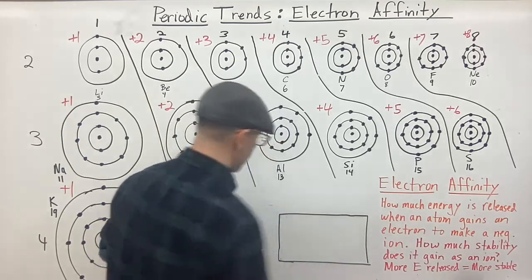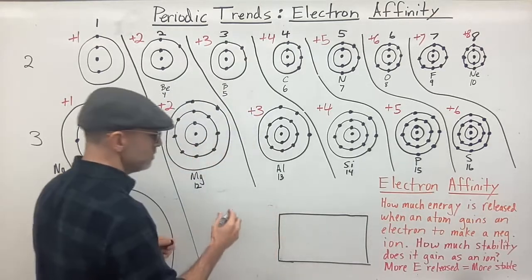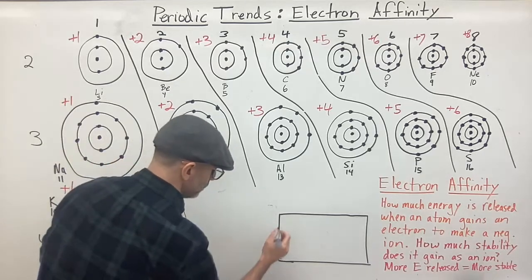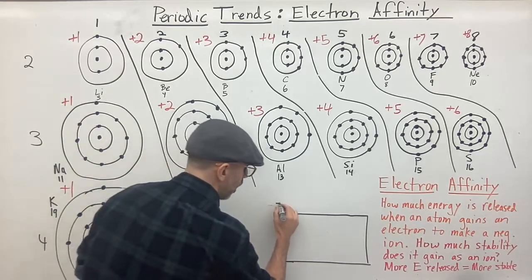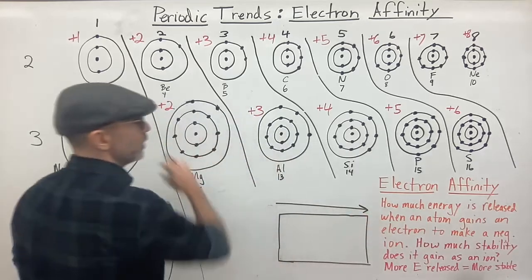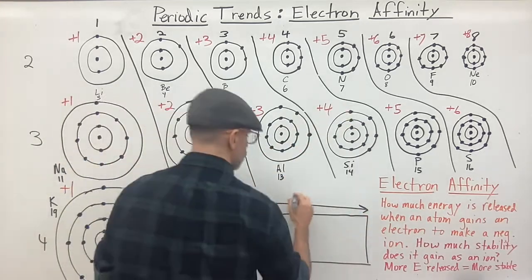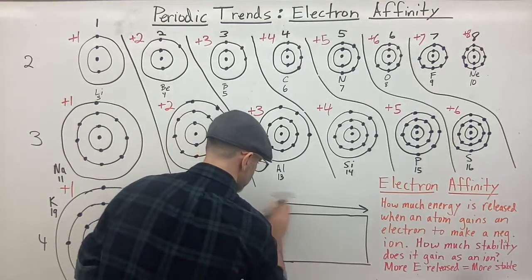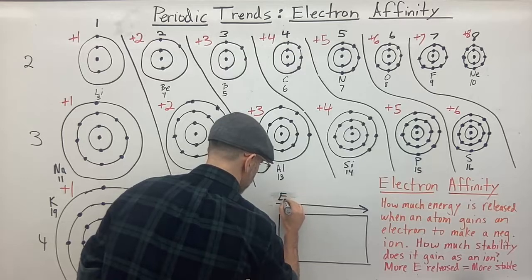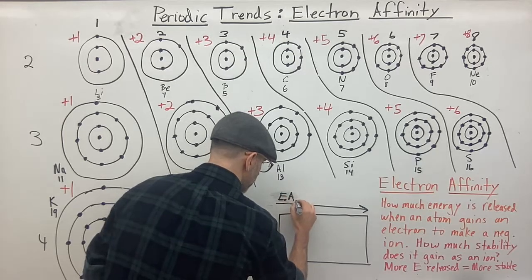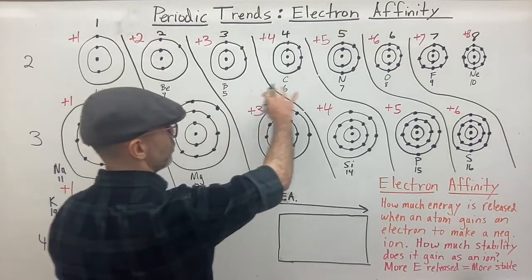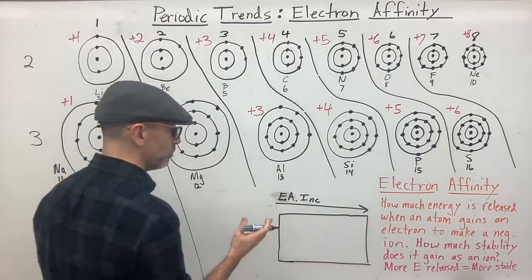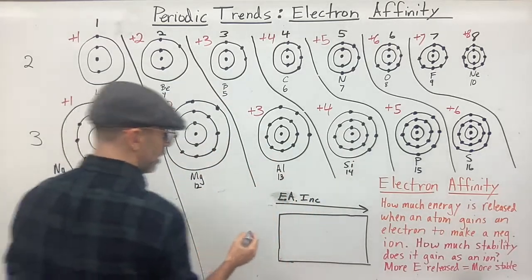So the trend then for electron affinity going across: we expect electron affinity to increase. We'll call this EA. So electron affinity, as you go across, we're going to say it increases. So more negative numbers, more energy released.